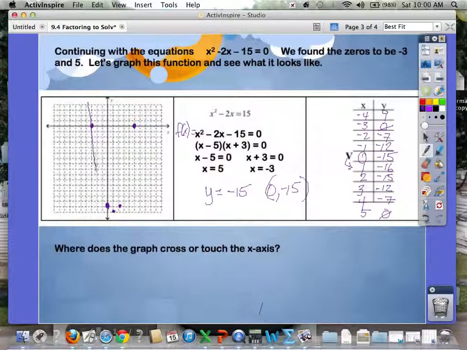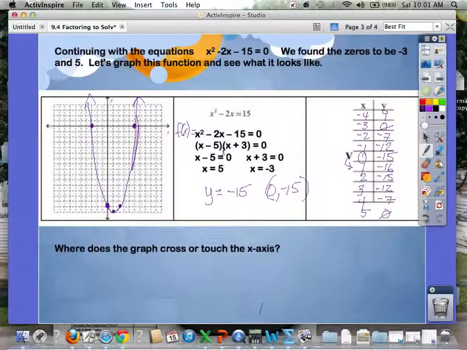So I'm going to draw, oops, not quite. Okay, there's my parabola. Thankfully, we have calculators that make them a lot nicer, right?